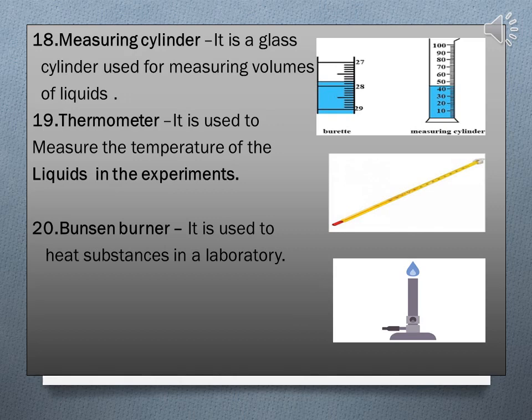Next is thermometer. Thermometer is used to measure the temperature of liquids in the experiment. And the thermometer which is used in the experiments, that is known as the laboratory thermometer. Then Bunsen burner. Bunsen burner is used to heat substances in a laboratory. For example, if we want to conduct any chemical reaction in which heat is required, so that heat we can provide with the help of the Bunsen burner.